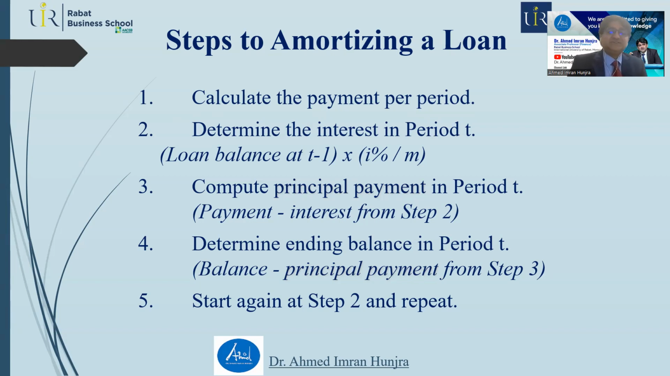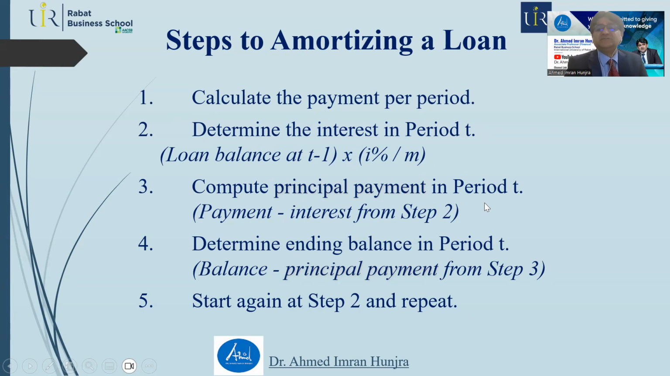How can we find the interest amount? It is the last time period balance multiplied by the interest rate. So the third step is to find the principal amount. How can we find the principal amount? Payment, meaning installment, minus the interest amount which is calculated in step 2. So what is left will be the principal, meaning installment, meaning payment, minus interest amount.